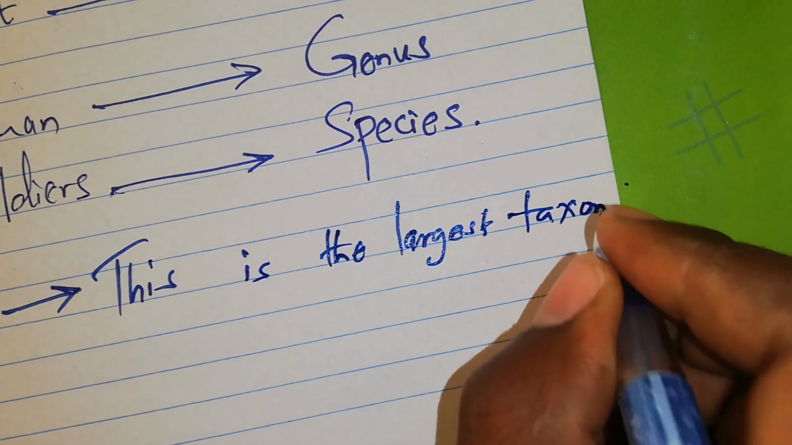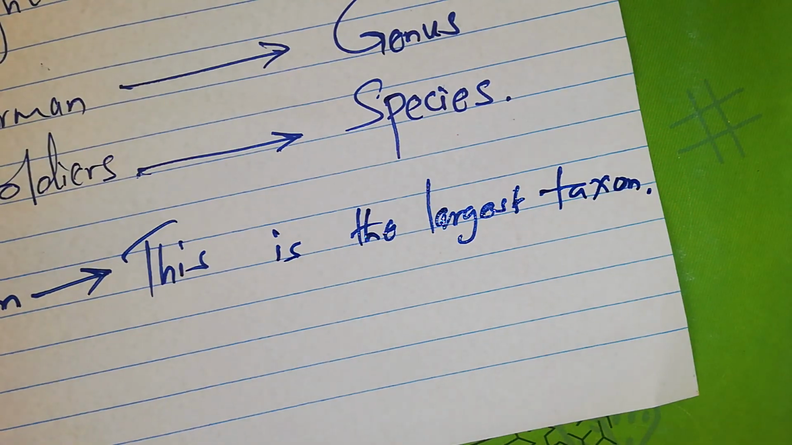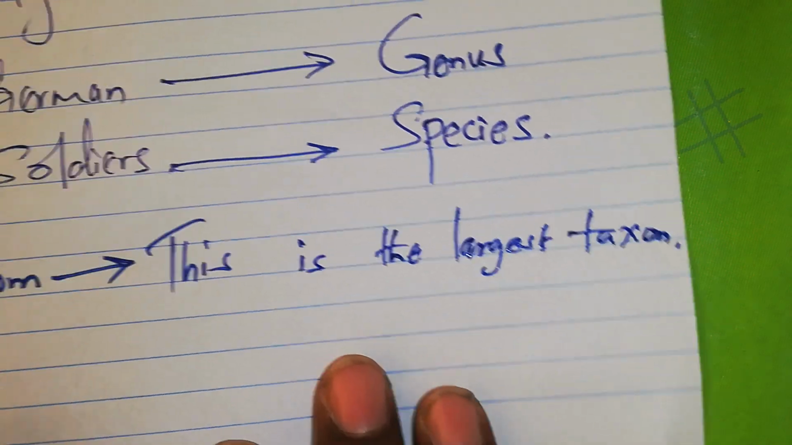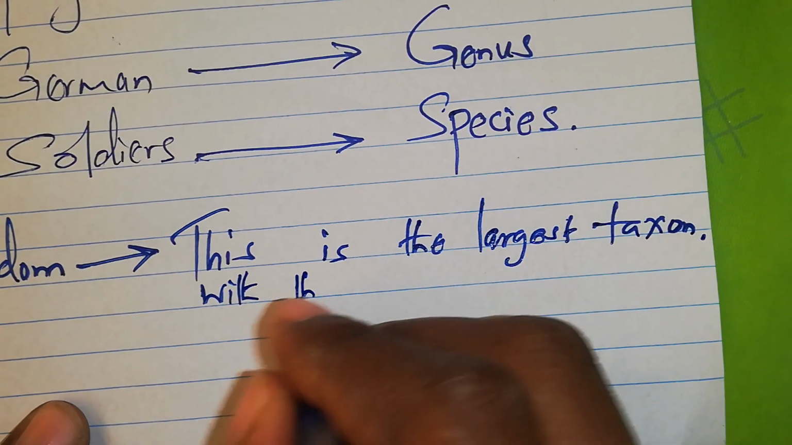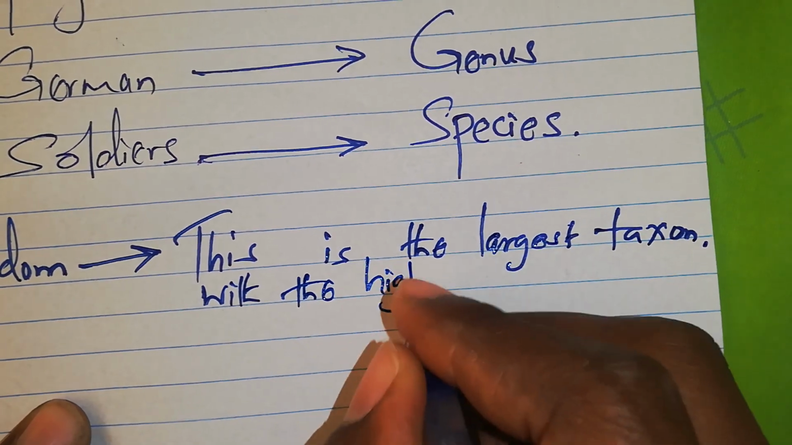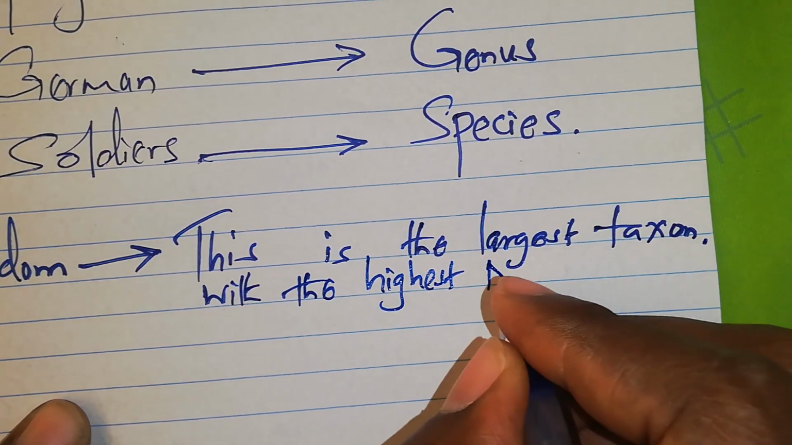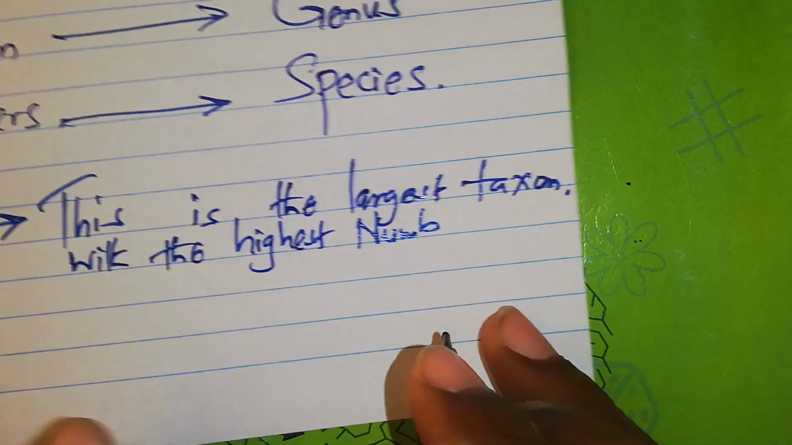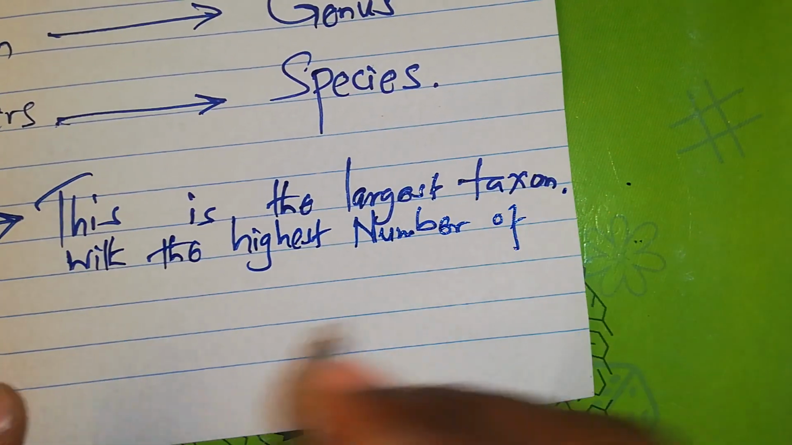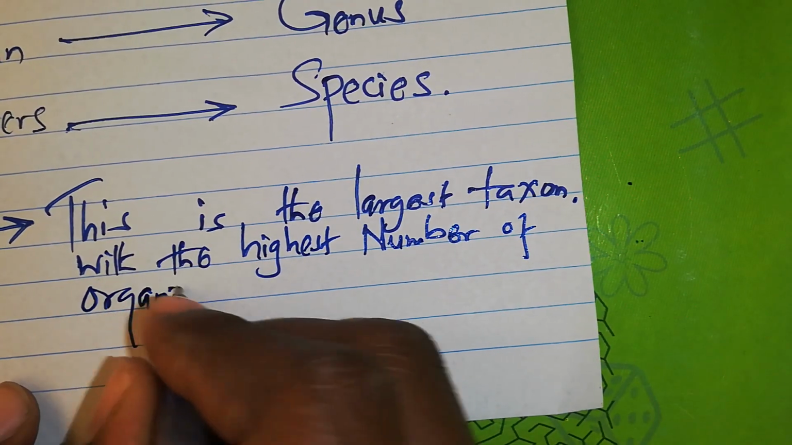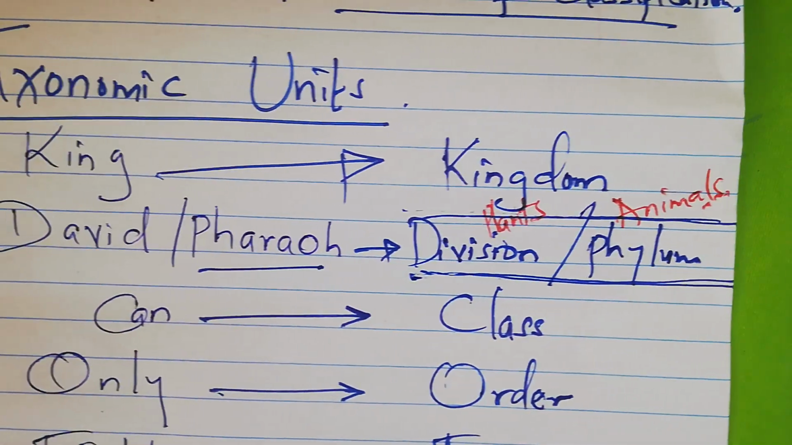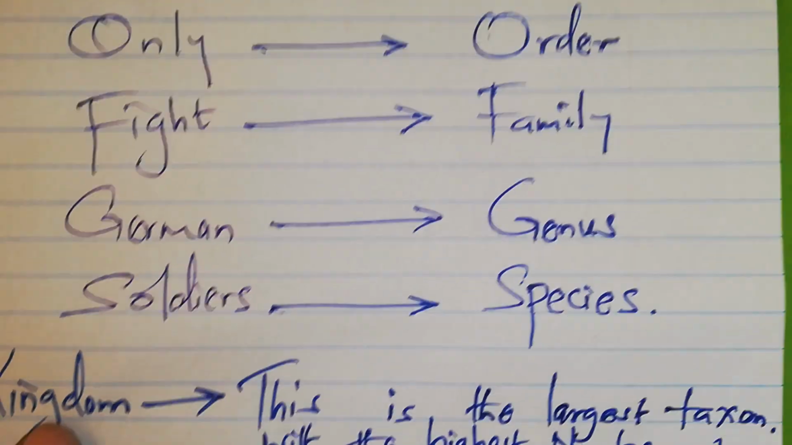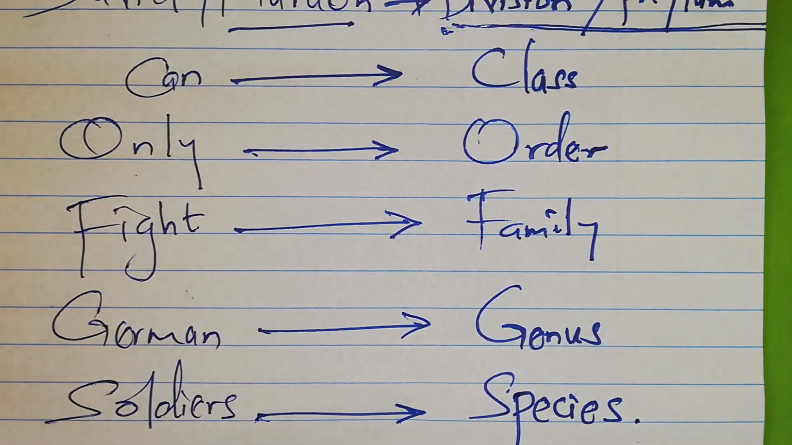That is the largest taxon that has the highest number of organisms. Now the number of organisms goes reducing from kingdom down all the way to species. So my learner, let us define species.